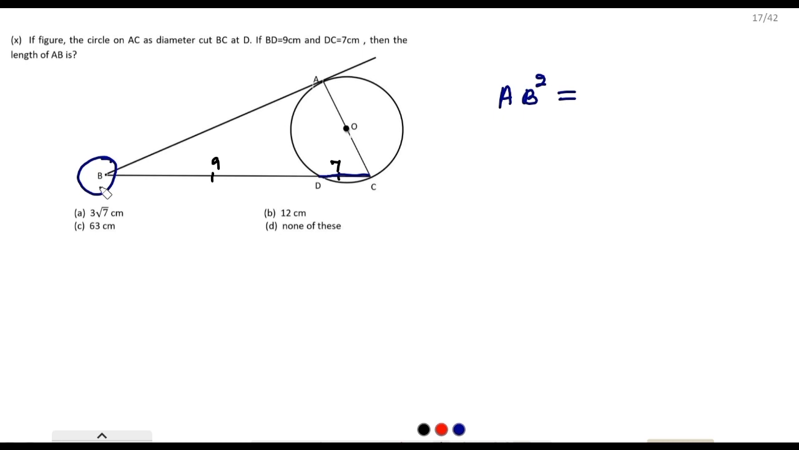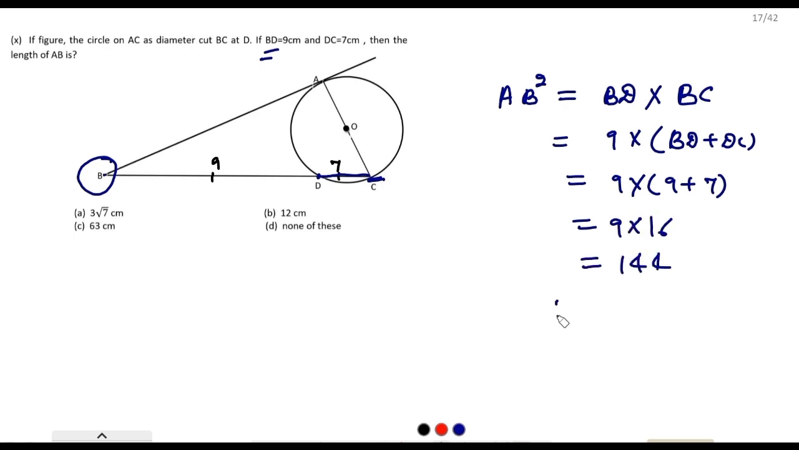The first segment we take when we join the point of intersection to the first end point of the chord, that is BD. And the second segment is also measured from B when you join point B, the point of intersection, to the second end point, that is BC. Now put the given measurements. BD is 9 and BC will be equal to BD plus DC. So AB will be equal to 12 centimeter.